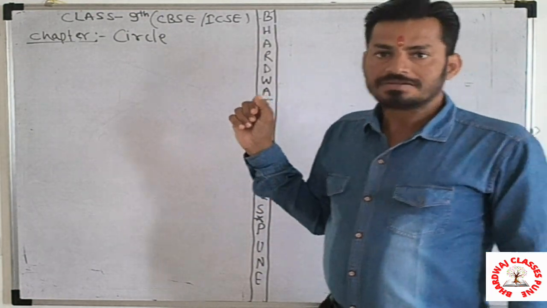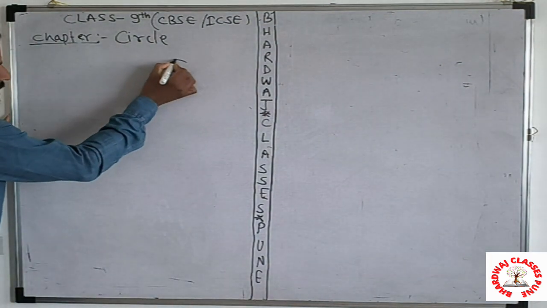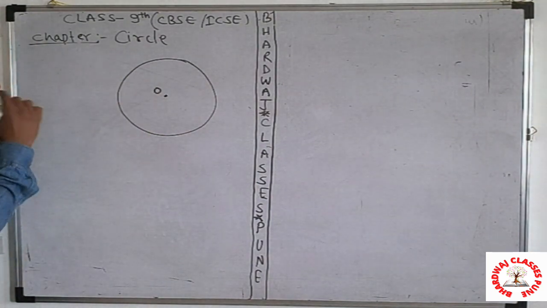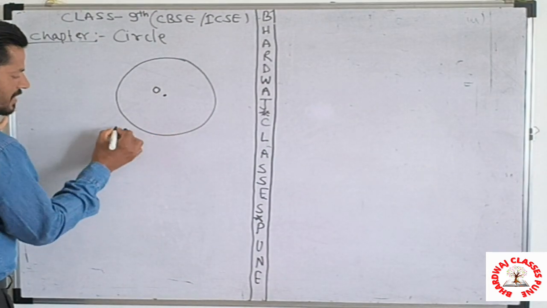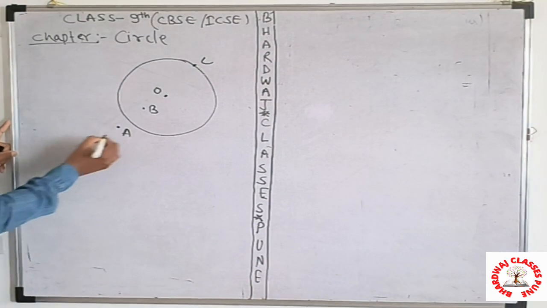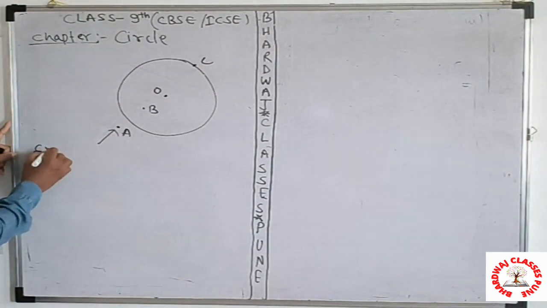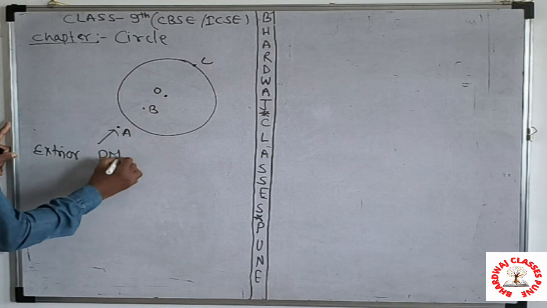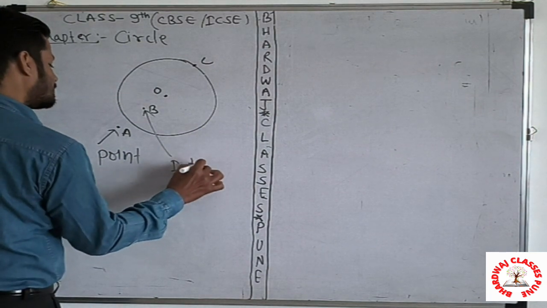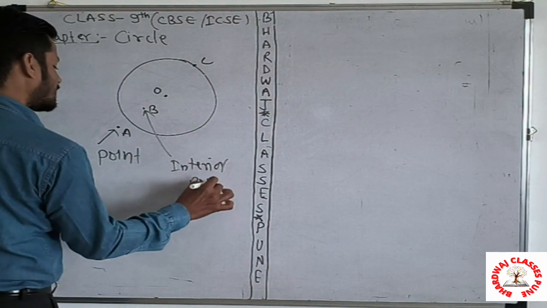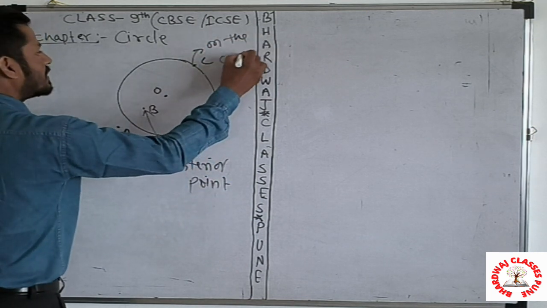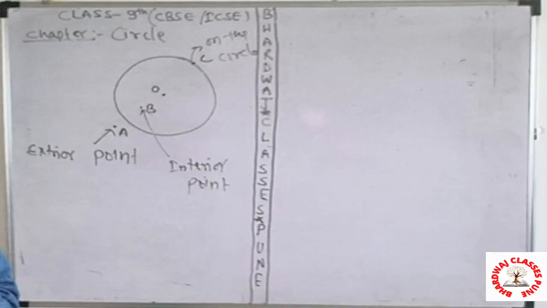So let's start. You know that this is a circle, and in a circle there is a center of the circle, and let us suppose the points A, B, and C. A is called the exterior point of the circle, B is called the interior point of the circle, and C is called a point on the circle.